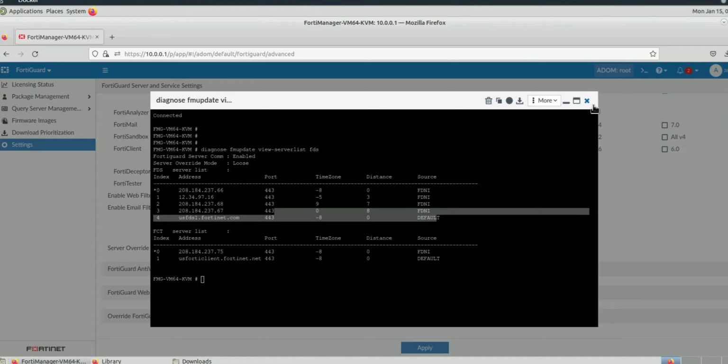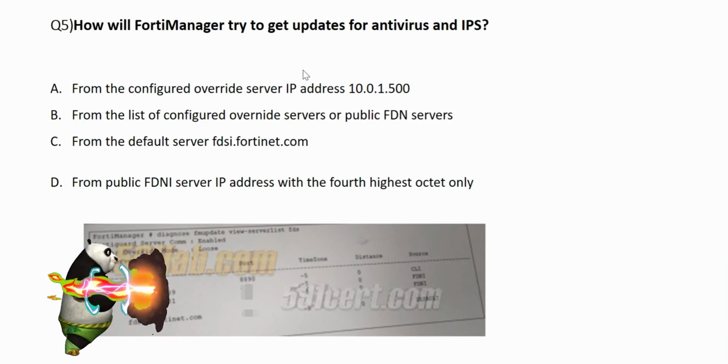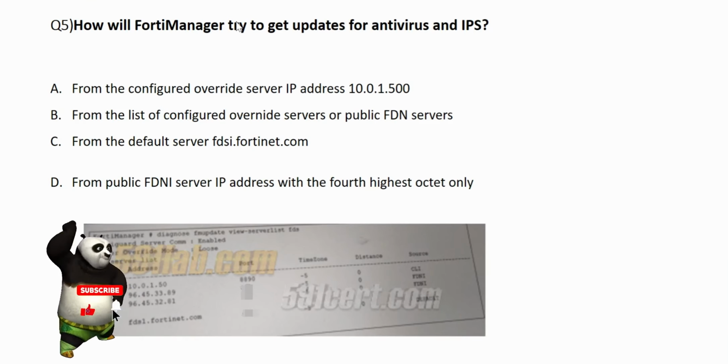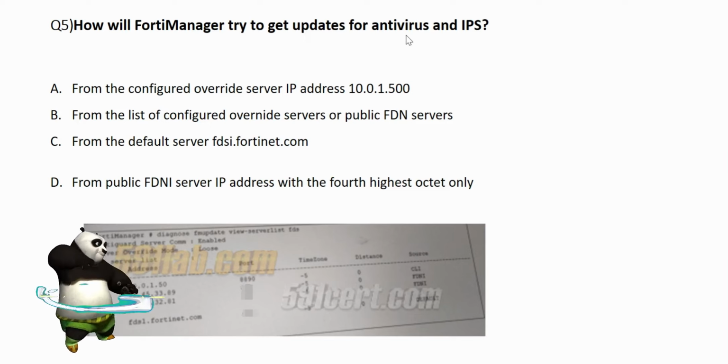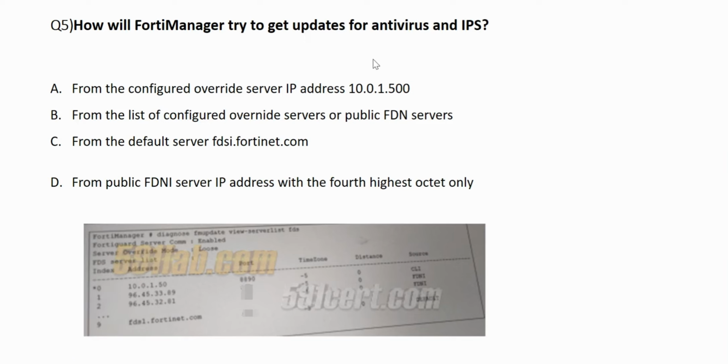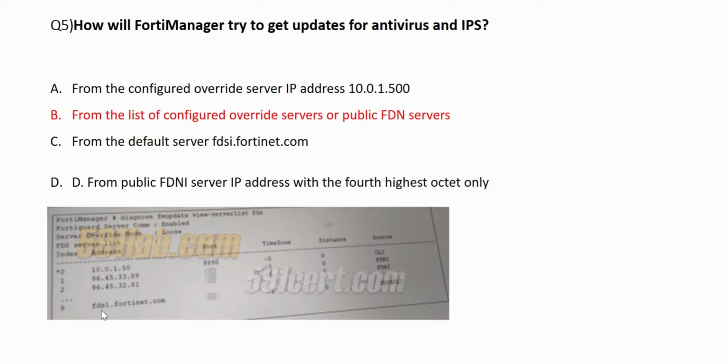Let's return to the question again. How will FortiManager try to get updates? Open the FortiGuard settings, and as you remember, we have some list, and it is from the list of configured override servers or the public FDN server.